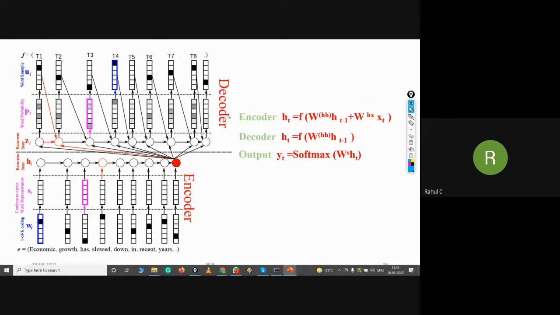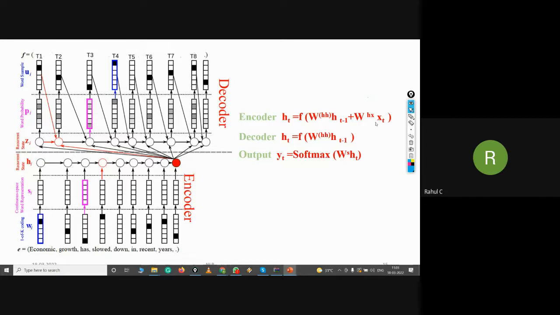Now we can think about the equation of the encoder. The encoder has hidden vectors, and the hidden layer can be HT. It is a function of a weight matrix applied to the previous HT minus 1, plus the current input. This is the weight matrix of HT minus 1, the previous hidden layer, and also the current input. In order to get this information, you take the previous hidden state and the current time input, that is XT and HT minus 1. That is the encoder information.